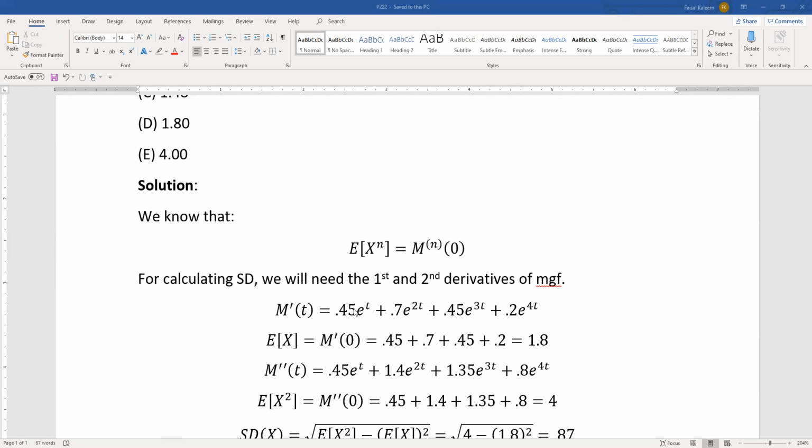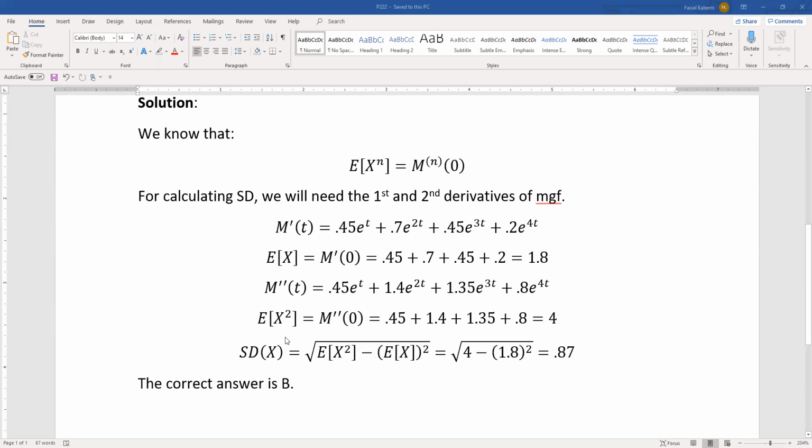So take the derivative of the first derivative. So 0.45 e to the t plus 0.7. And here you'll pick up a 2. So 1.4 e to the 2t. And here you'll pick up times 3. So 3 times 0.45 is 1.35 e to the 3t. And then 4 times 0.2 is 0.8 e to the 4t. And E of X squared is M double prime at 0. So you add the coefficients and you get 4.